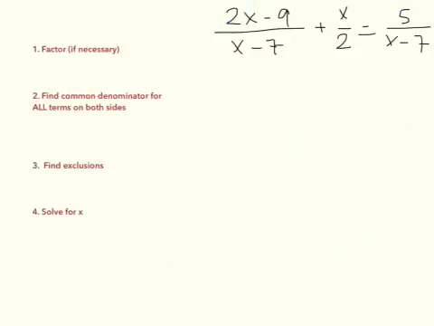Alright, so let's try this next example. Rational plus rational equals rational. We want to solve and find out what x is. So first thing, factor what I can. And in this example, I can try, but there's nothing to factor. So go ahead and find the common denominators for all of the terms on both sides. So in this case, I'm going to need to multiply this side by 2, multiply this rational by x minus 7, and then multiply this one by 2. So my common denominator was 2 times x minus 7.